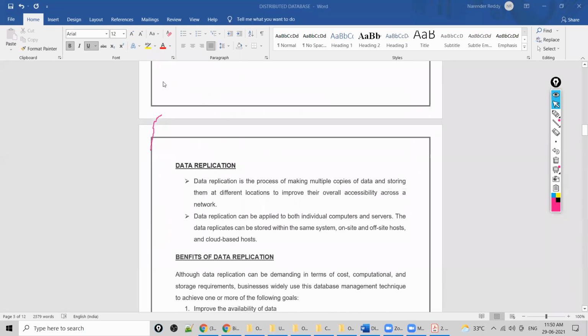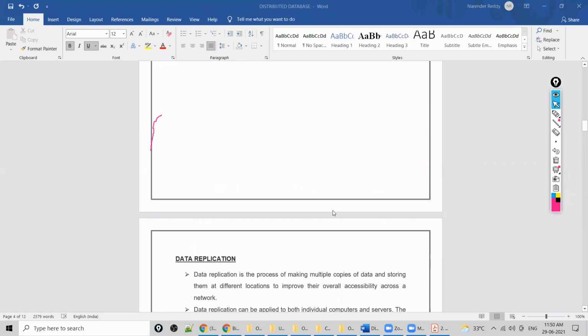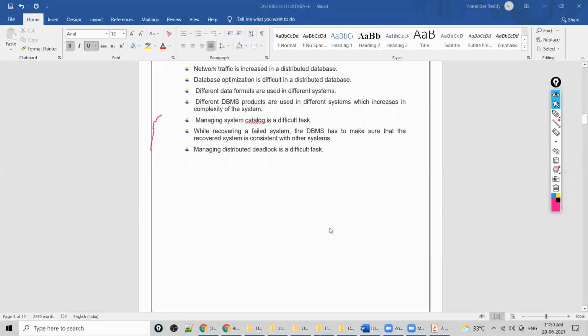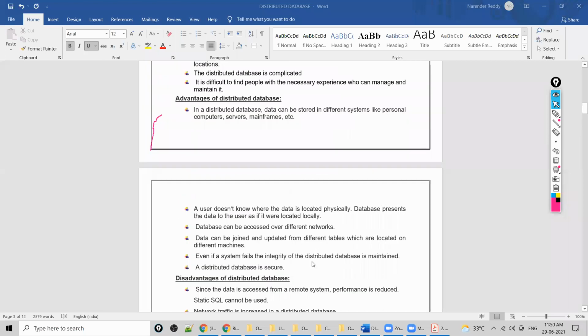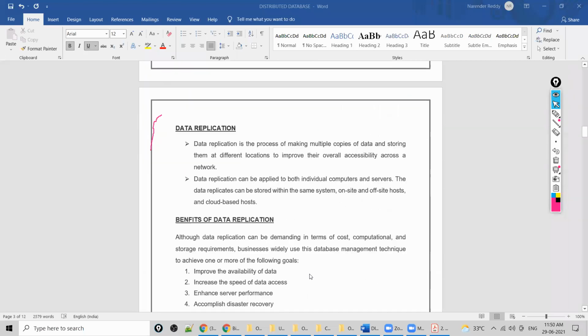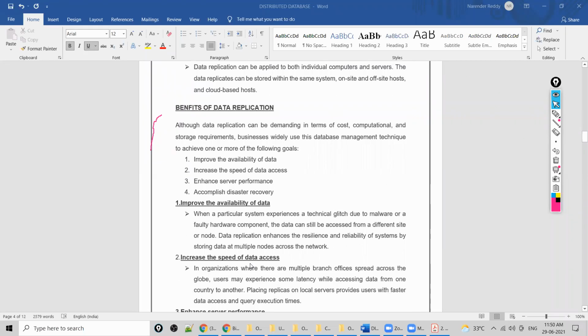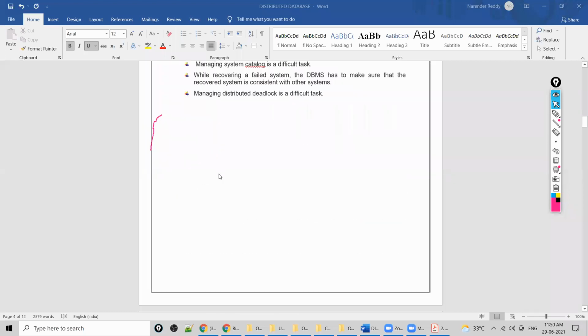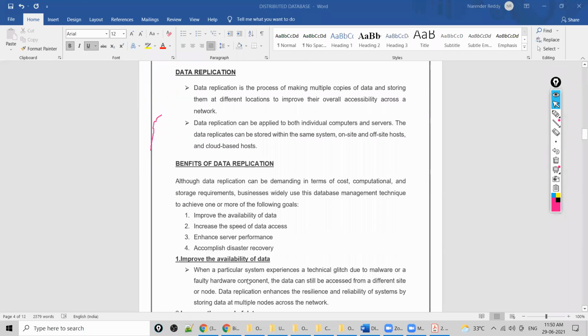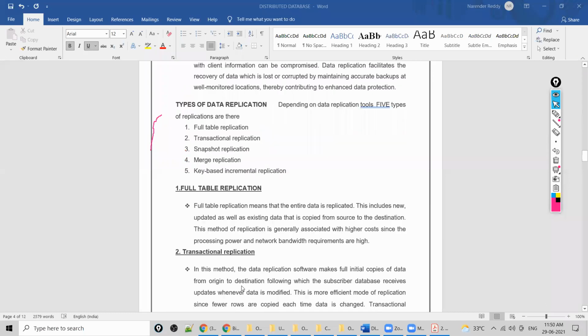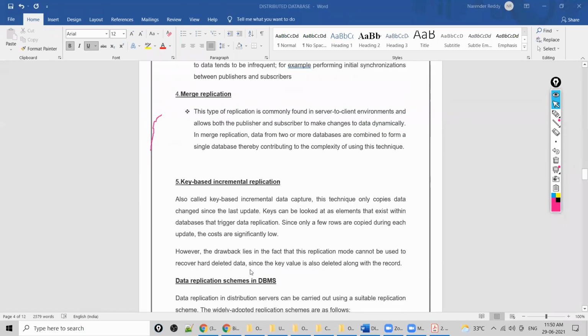Okay, up to here do you have any doubts, madam? Up to data replication, any doubts? No, sir. Okay, tomorrow I will explain data replication advantages, types of data replication and fragmentation. Okay?